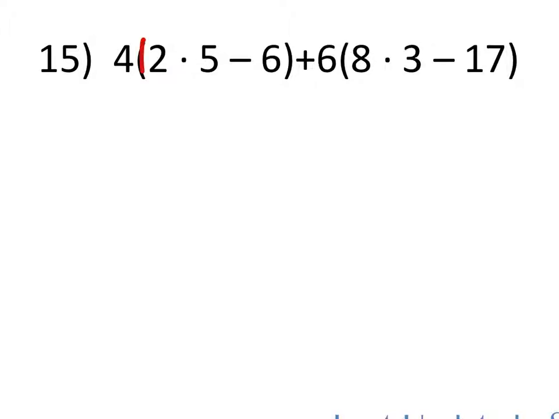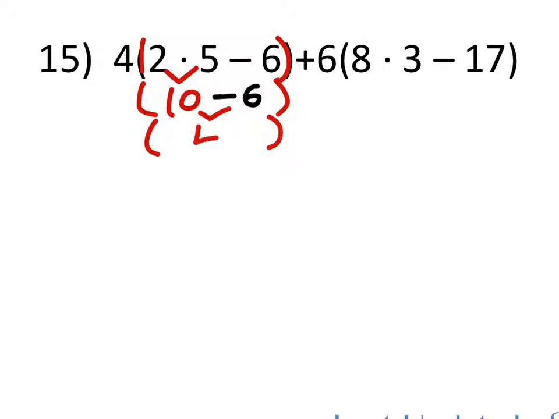This set of parentheses. So I've got to do the order of operations. Inside the parentheses, there are no other parentheses and no exponents, but there's multiplication here. So I've got 2 times 5, which is 10, minus this 6, which would be 4. Now I still have that 4 in front, and then I'm going to add this 6, but I've got to do this other set of parentheses as well.